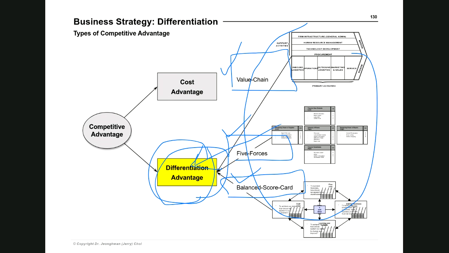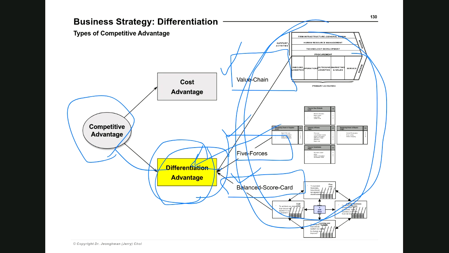That's a competitive advantage. We learned that we can also use this kind of business strategy tools in order to make a cost advantage. Tool is tool. You can use tools for any purpose. Tool is tool. So don't be afraid of using any kinds of tools.